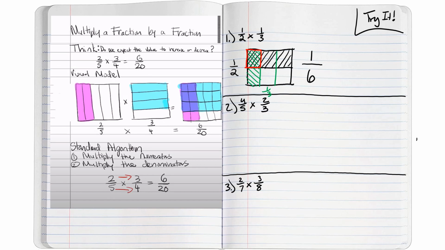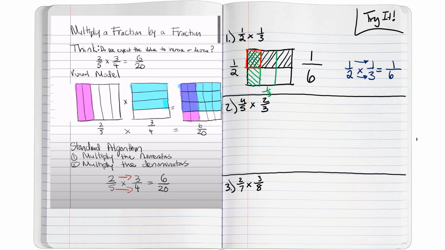And then I said I'd also show you how to solve it using the algorithm. So to do that, we just write 1/2 times 1/3 equals, and then if I look back in the notes, I can see the strategy is multiply the numerators, multiply the denominators. And so let's do that. 1 times 1 is 1. 2 times 3 is 6. So I can check: 1/6 I got using my model, and 1/6 if I multiply with the algorithm. All right, let's try the next problem.